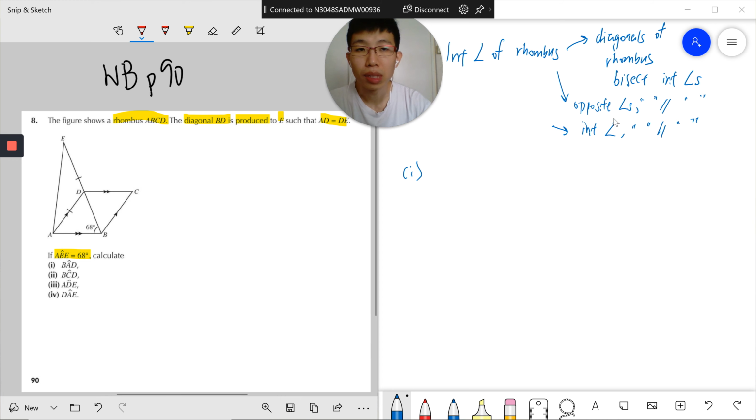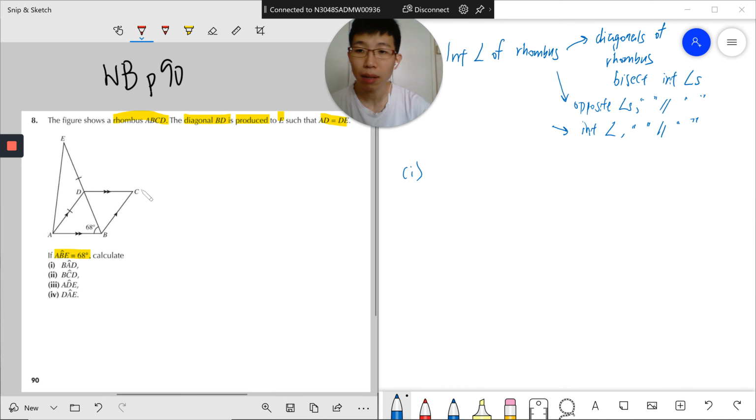Another thing you can take note of is the opposite angles between two pairs of parallel lines. This angle ADC will be equal to angle ABC, based on opposite angles between parallel lines. And not to forget the interior angles between parallel lines. As long as you have one pair of parallel lines, for example DC parallel to AB, the interior angles between them, angle DAB and angle ADC, will add up to 180.